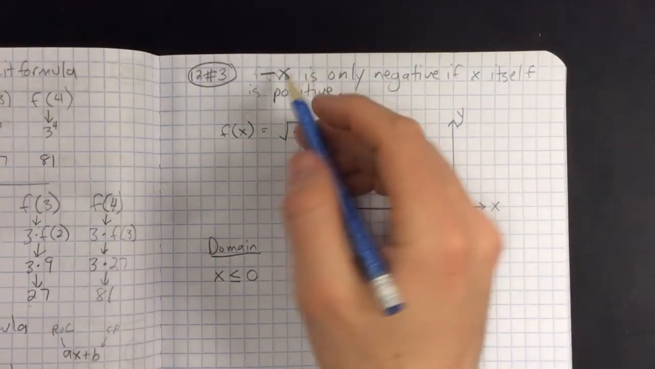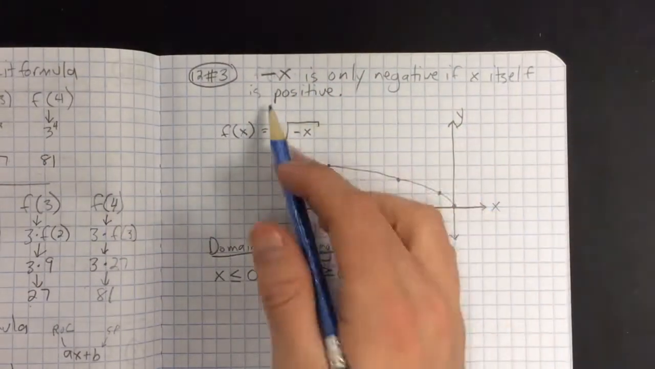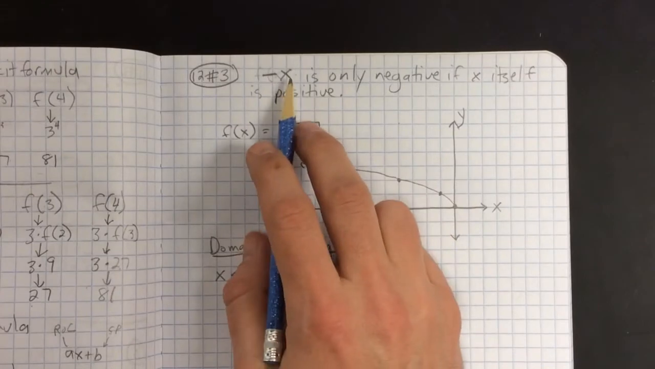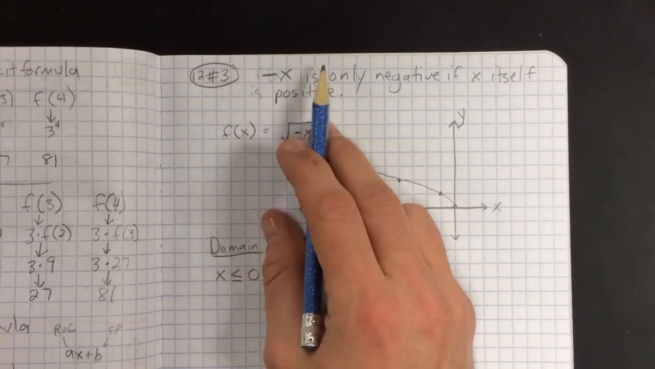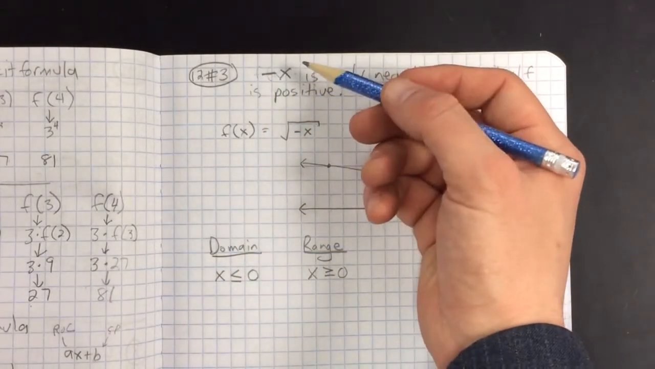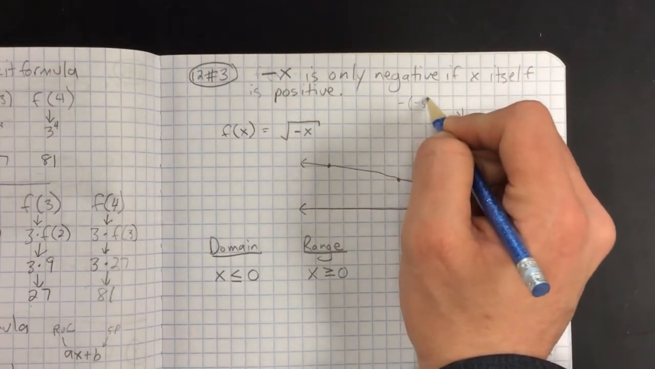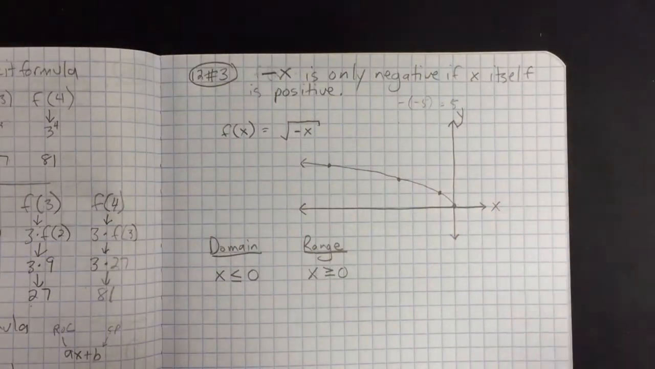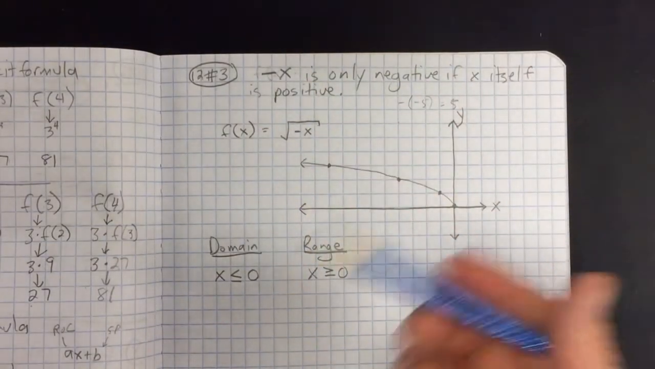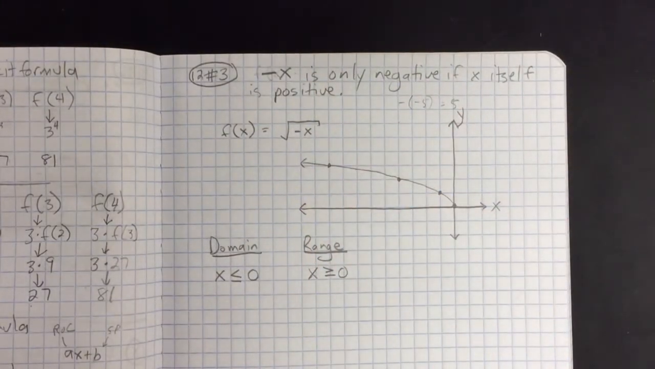Okay, so first of all, negative x is only negative if x itself is positive. So if x is, for instance, 6, then negative x is negative 6. If x, for instance, is negative 5, then negative x is really negative negative 5, which is 5, right? So negative x isn't necessarily negative. It's only negative if x itself is positive.